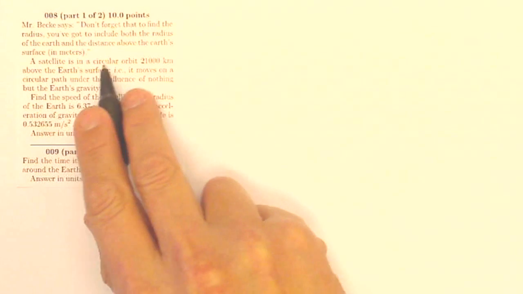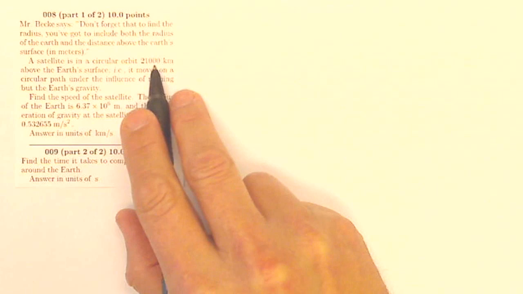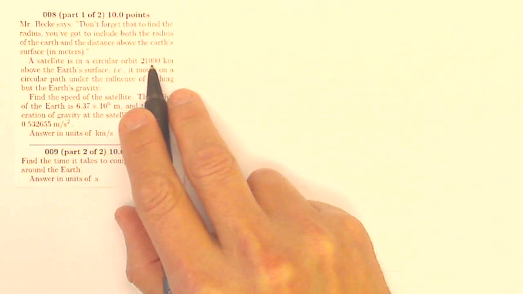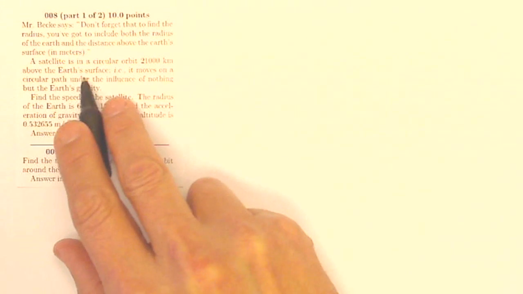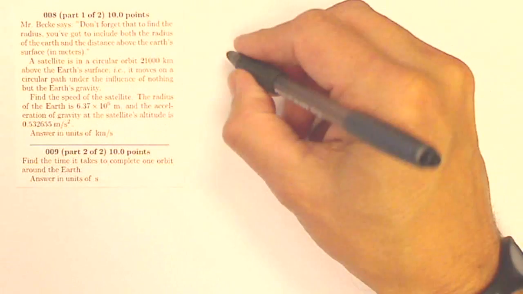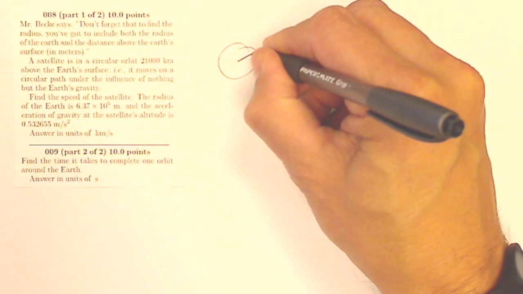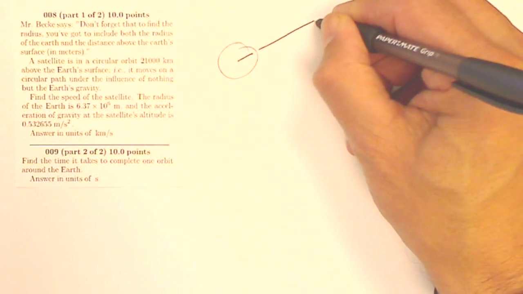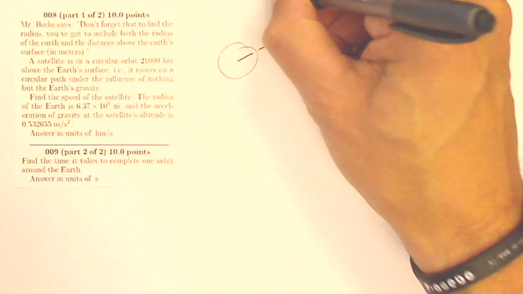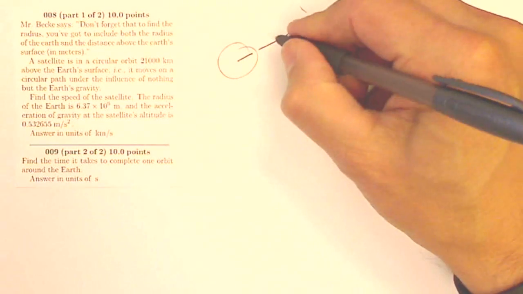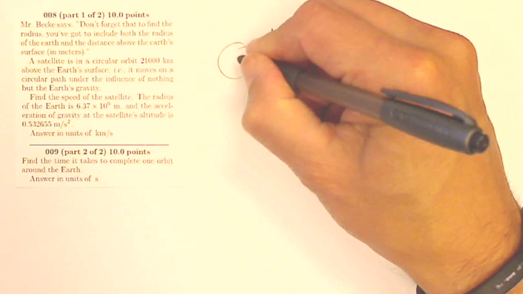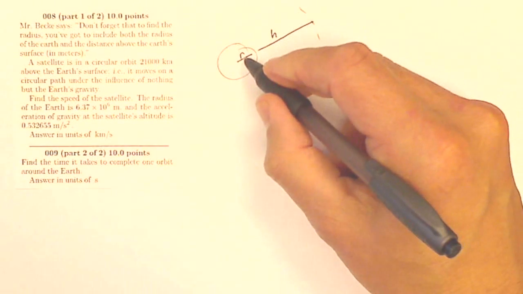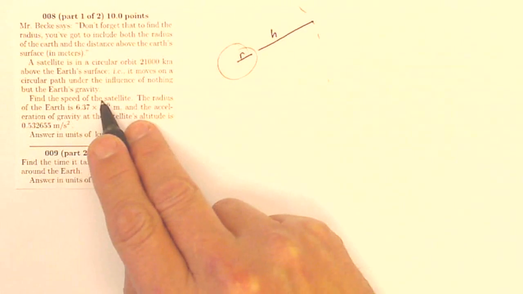It says, a satellite is in a circular orbit 21,000 kilometers above Earth's surface. So what that means is that I've got Earth, I've got the radius of Earth, and then I've also got this distance to the satellite that's orbiting around the Earth. Okay? So this is my height, and this is my R, the radius of the Earth. Find the speed of the satellite.